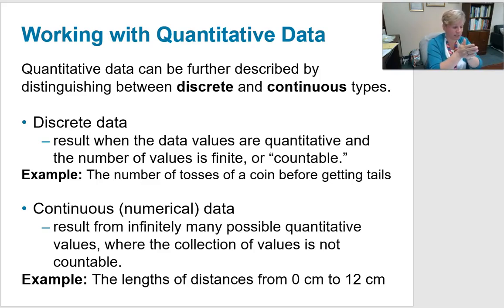But continuous data is different. Like if I'm talking about the number of measurements that I can find between 0 centimeters long and 12 centimeters long, there are an infinite number of lengths between those two. And so we would call that continuous because we cannot count every single possibility that we could measure between 0 and 12.